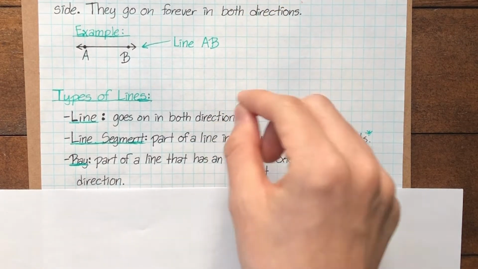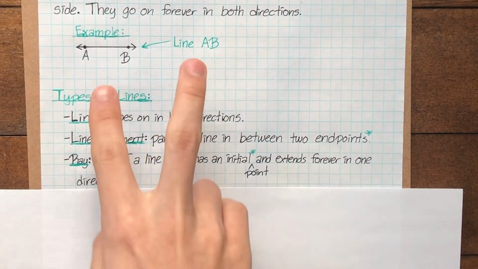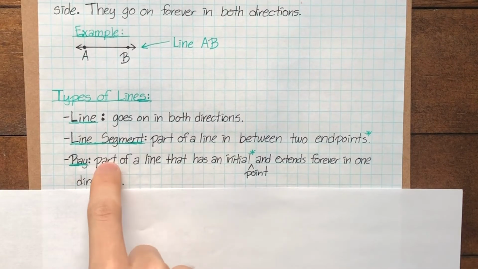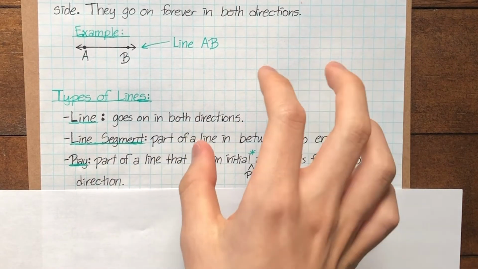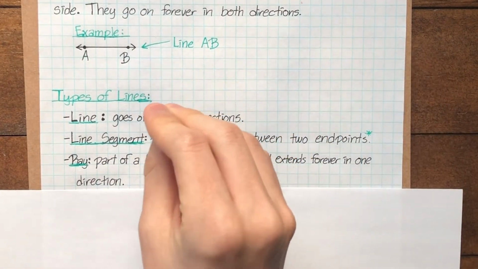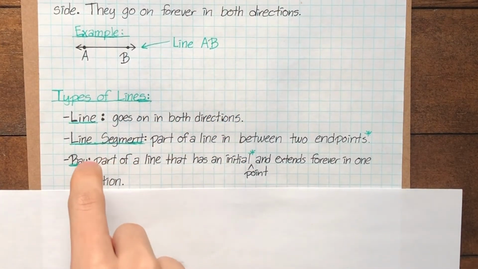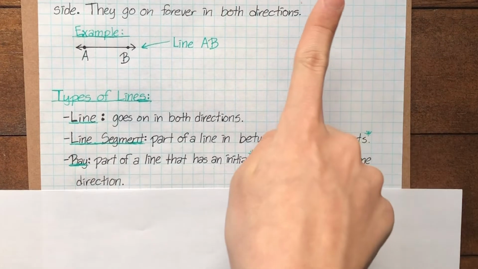Just to summarize, lines go on forever in both directions, like this one. Line segments don't go on in either direction. It's just part of a line that doesn't extend into either direction. And rays only extend into one direction.